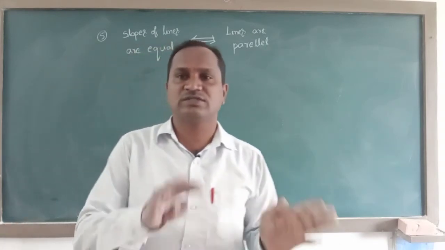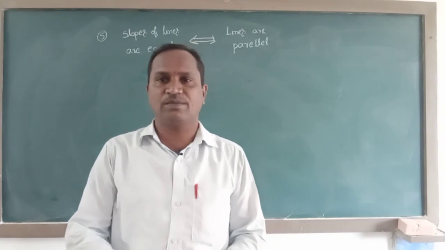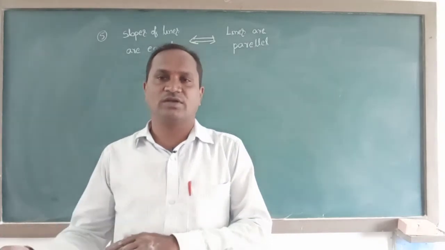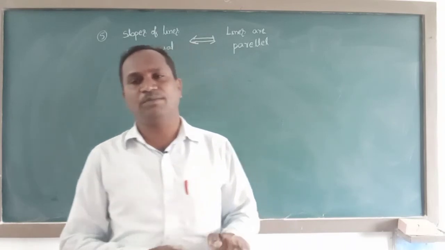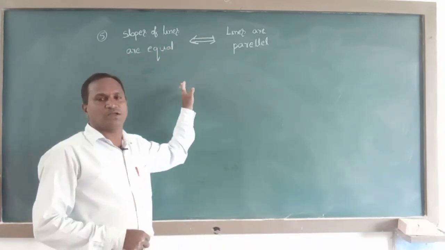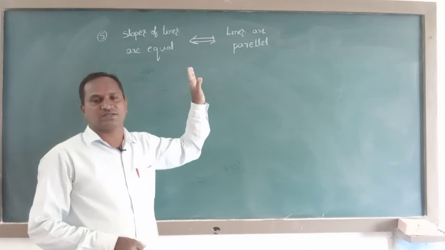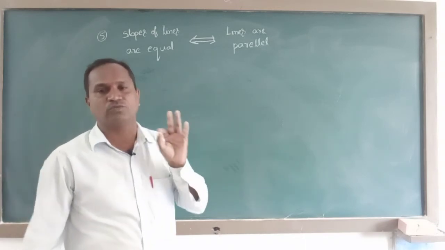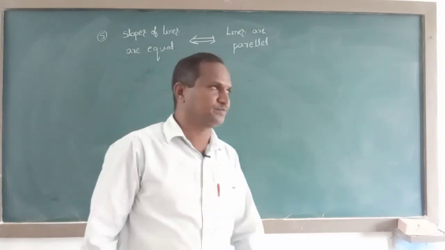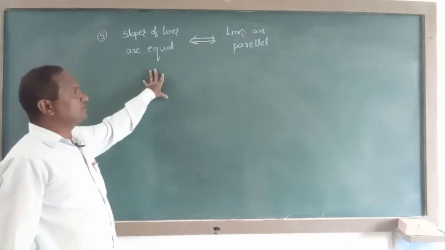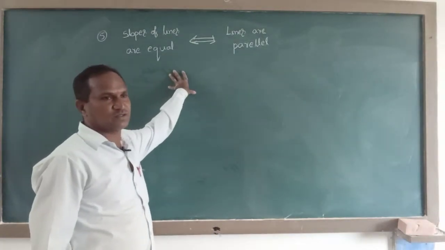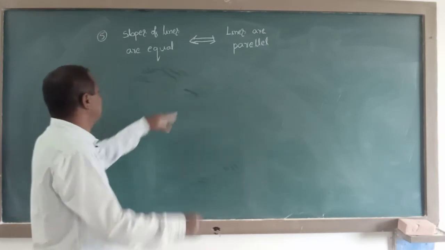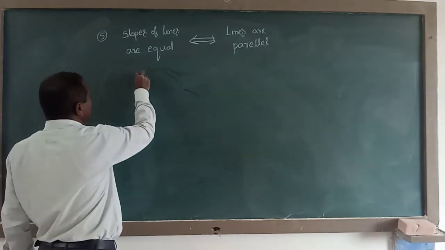If lines are parallel, then slopes are equal. If slopes are equal, lines are parallel. Like that. Simply, we can take: if slopes are equal, then the lines must and should be parallel. That condition you must and should remember. It is the condition for parallel lines. The condition for parallel lines is that the slopes of lines are equal.